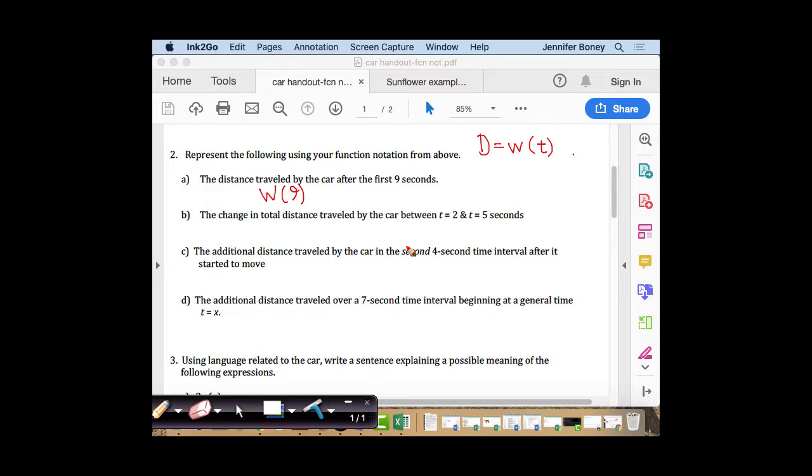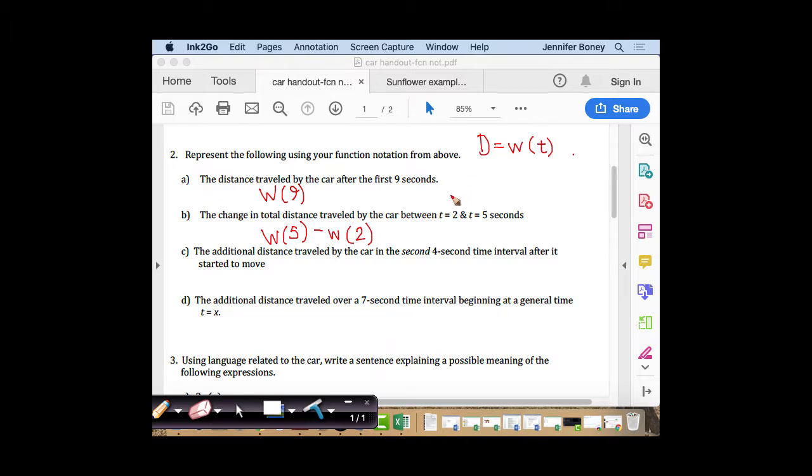Yeah, W of 5 minus W of 2. That sounds good. W of 5 represents the distance it had traveled by 5 seconds after it started moving. If I compare that to where it was after only 2 seconds of moving, that difference in distances traveled should be the distance that it traveled during that time interval.